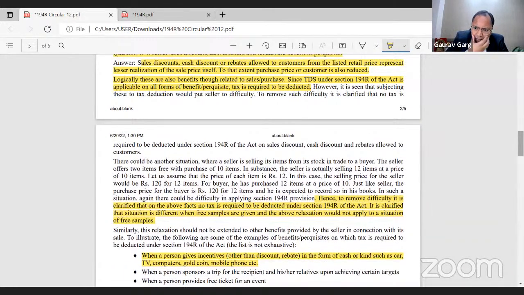That's what happens, sir. In some industries, rebate and incentive are used interchangeably. Somebody calls it a rebate, somebody calls it an incentive. The same thing. So if you are giving cash incentive, 194R would be applicable. Let's say to my distributors, instead of giving discount, I have started giving the incentive. Then 194R is applicable.